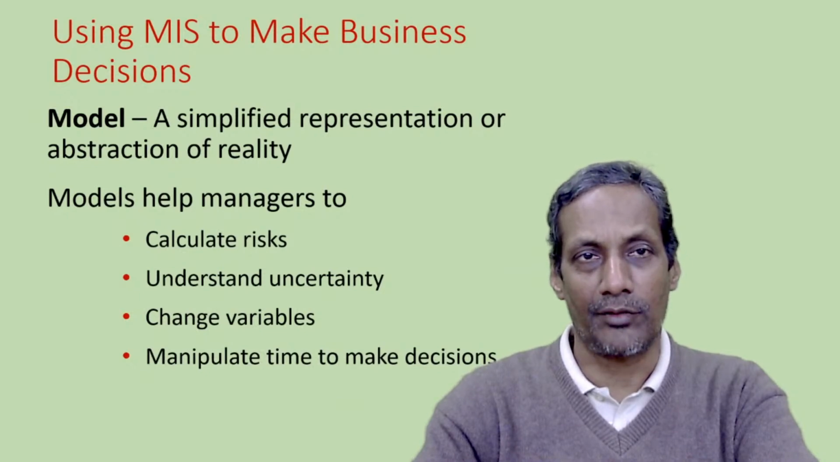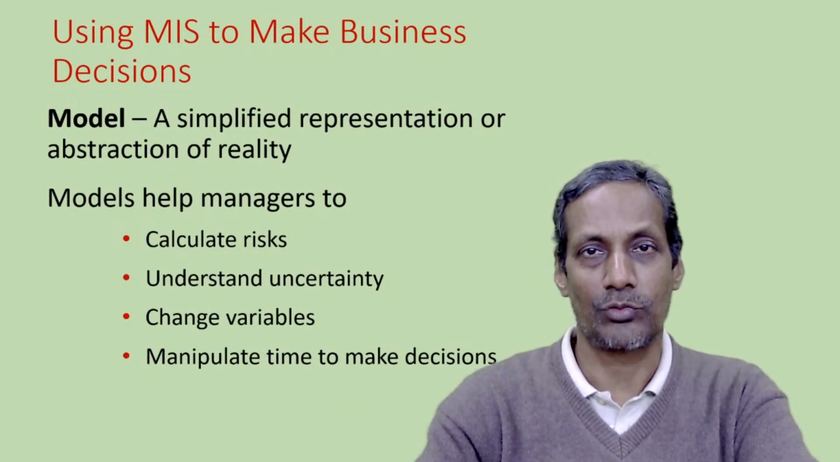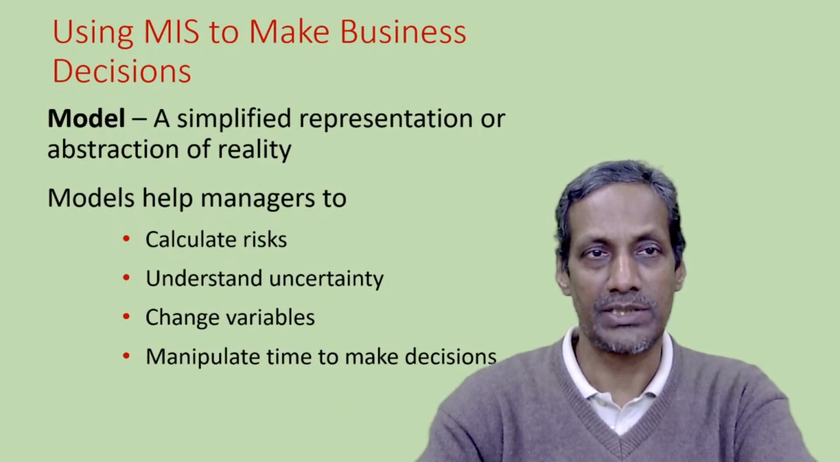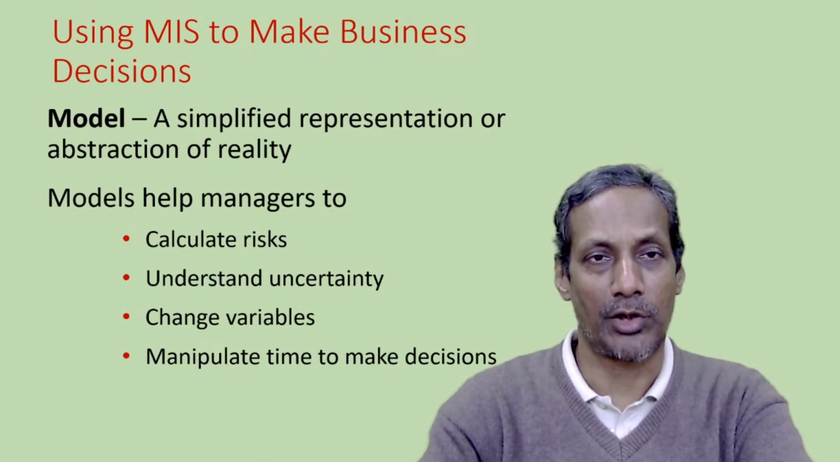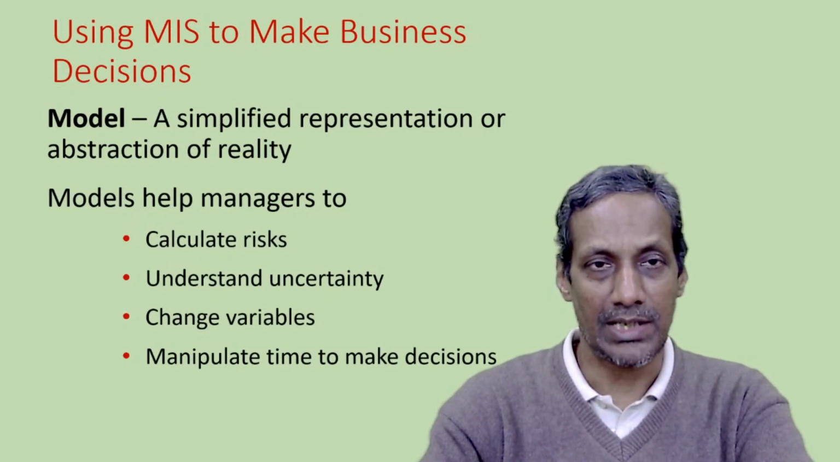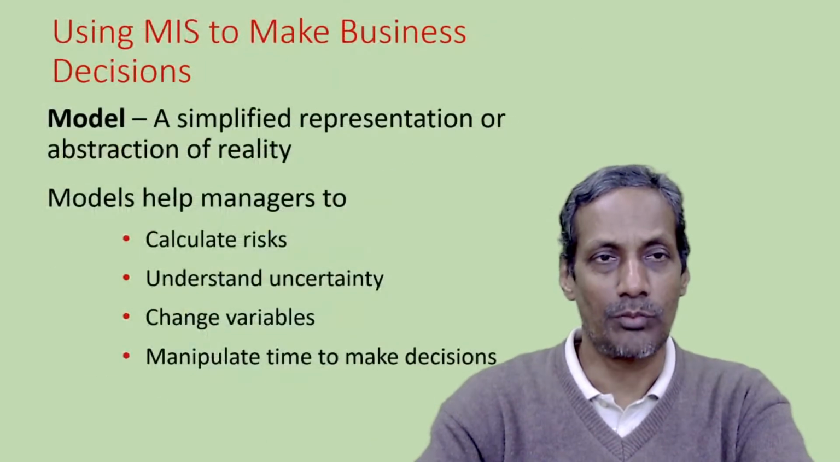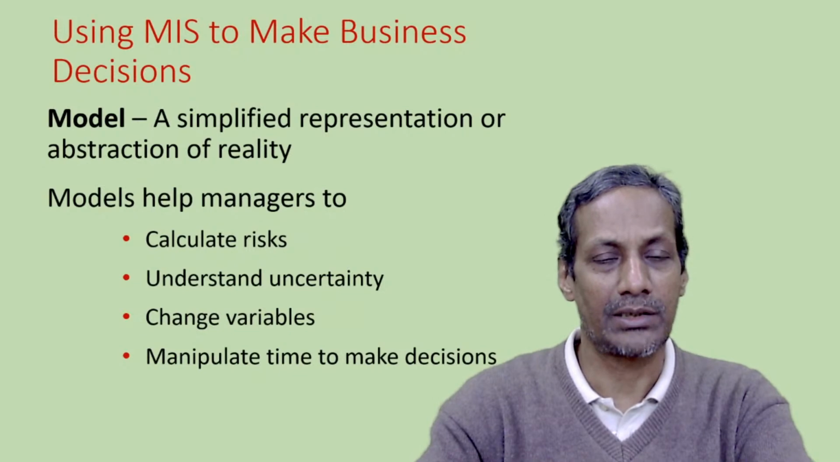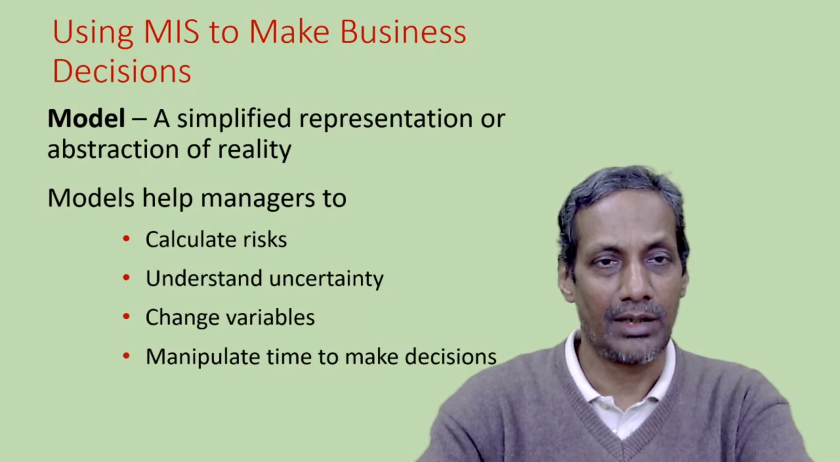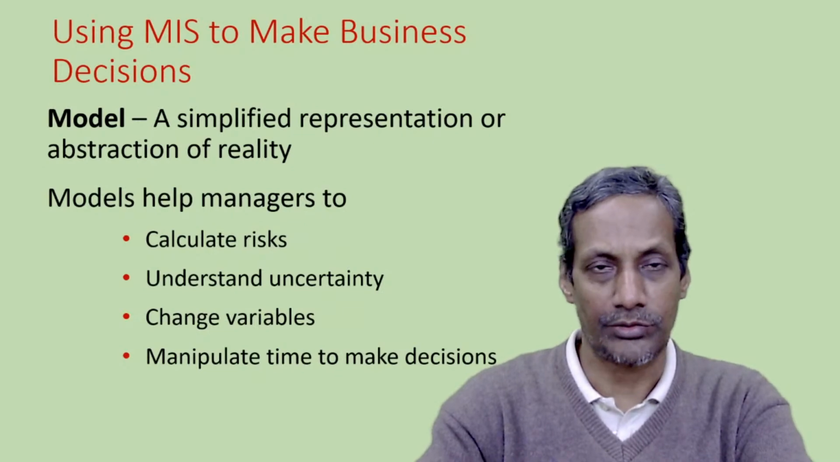So managers very often use the various information systems to make business decisions, but mostly business managers use MIS to make business decisions. They make good use of a model, which is an abstraction of reality, because models help managers to calculate risks, understand uncertainty, change the variables, and manipulate time to make decisions. So models play a very important role, and development of these models are nothing but the alternatives that we designed to move from a problem towards a solution.